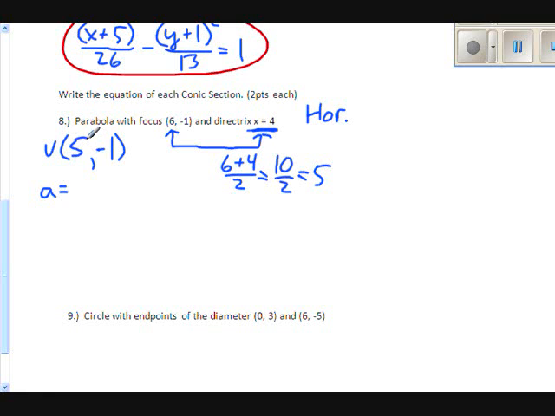And now the a value. The formula for the directrix is x equals h minus 1 over 4a. I know x for the directrix is going to equal 4. I know h is 5. And now I just have to solve for a. So I'm going to subtract the 5 from each side. And that's going to give me -1 equals -1 over 4a.